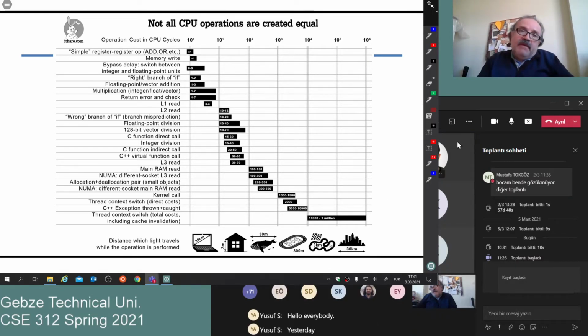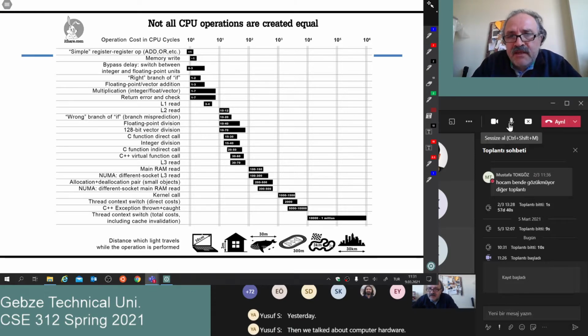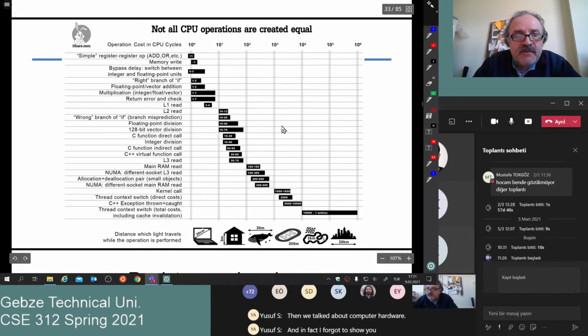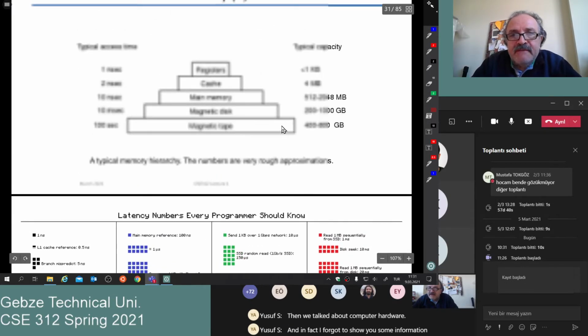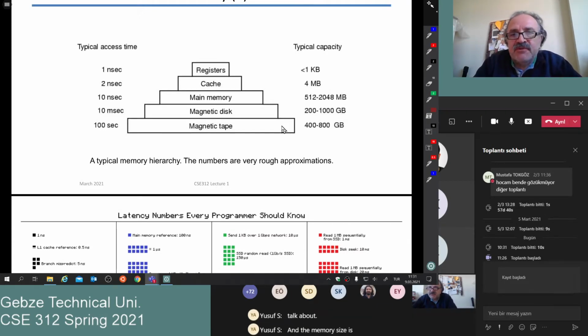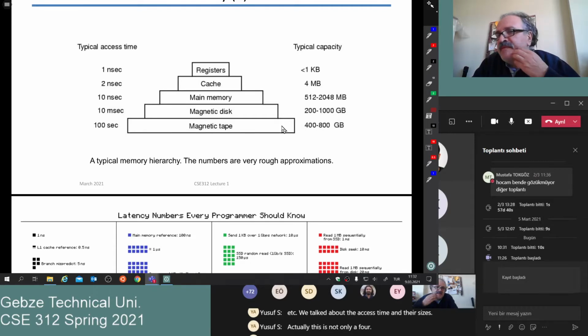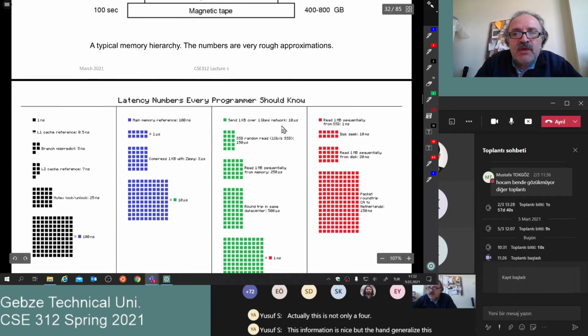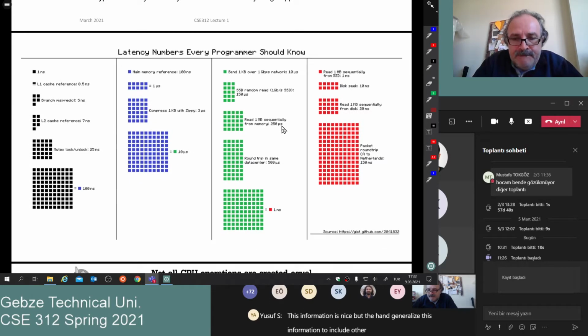Yesterday we talked about computer hardware, and in fact I forgot to show you some information when we talked about the memory sizes, registers versus cache versus main memory, etc. We talked about the access time and their sizes. Actually, this information is nice, but we can generalize it to include other types of processes that we do most of the time with computers.